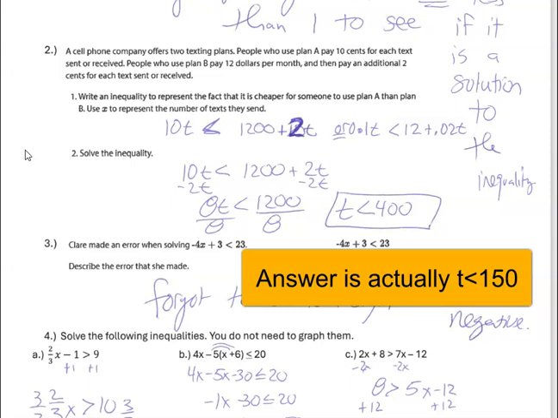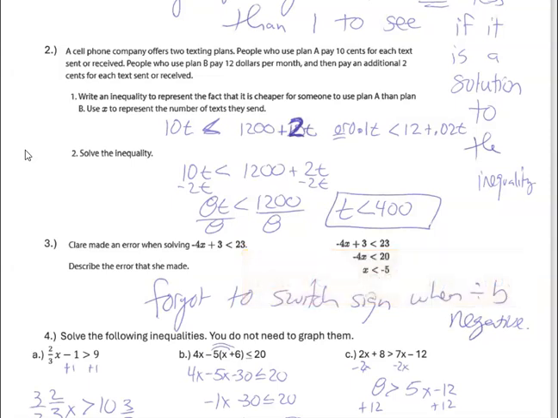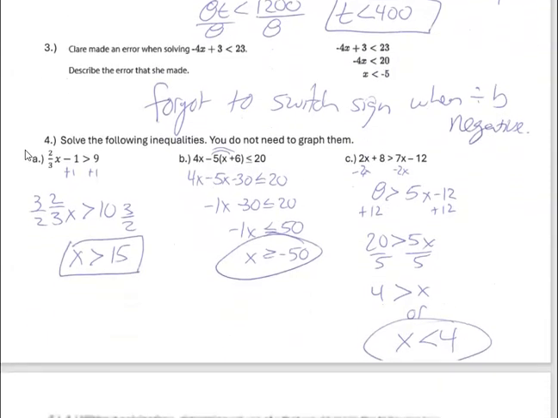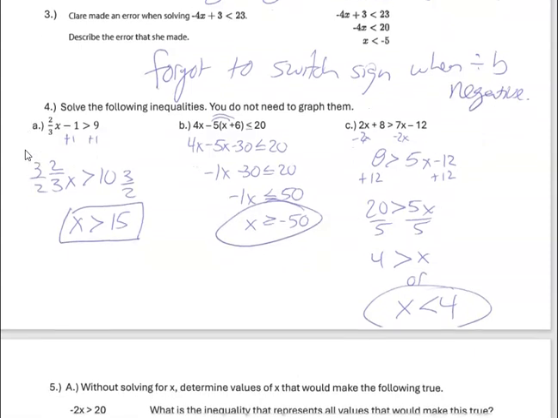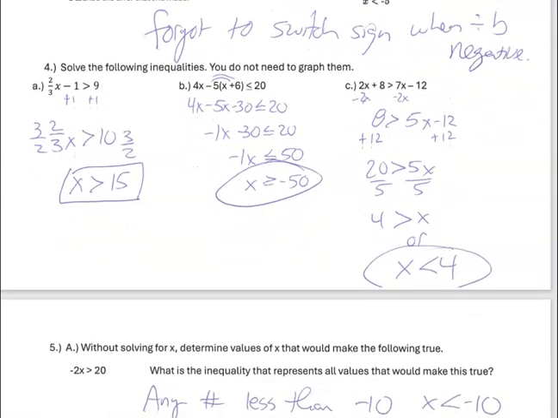If you are going to do over 400, then it's better to do the deal where you pay $12 up front. The next one, when you're solving this, it says, what was the error that was made? The error that was made was they forgot to switch the sign when they divided by a negative. On number 4, they were supposed to solve these. You solve it just like a normal equation, but if you ever multiply or divide by a negative, switch your sign.